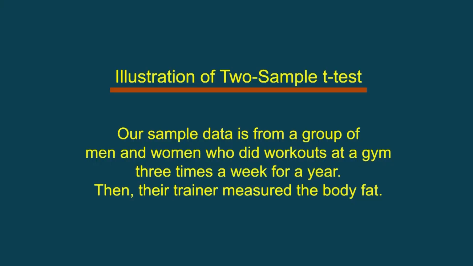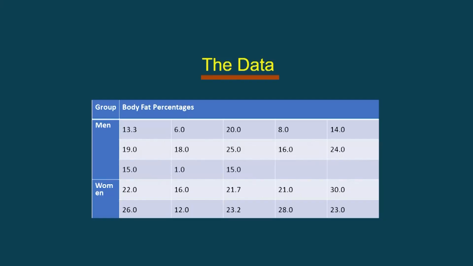Our sample data is from a group of men and women who did workouts at a gym 3 times a week for a year. Then the trainer measured the body fat for men as well as for females separately. So here we have two populations, mind you. So this is the data. We have men and we have females, and body fat percentages are given.